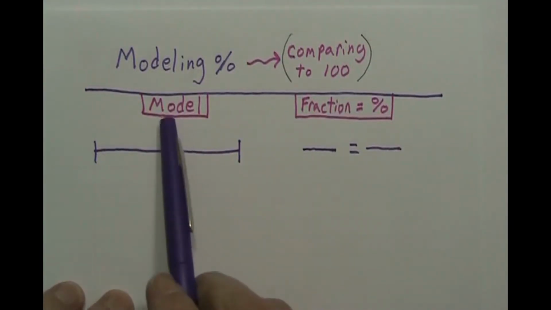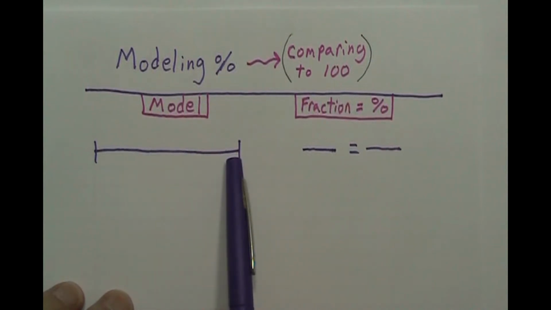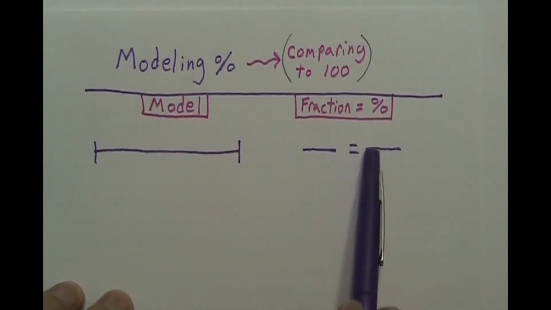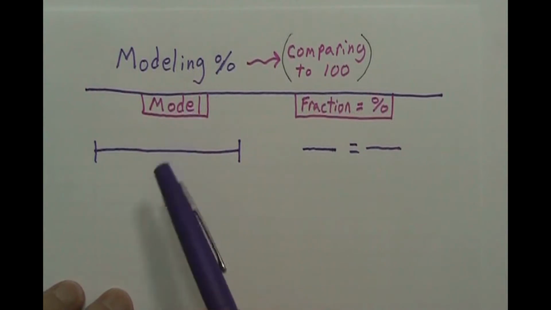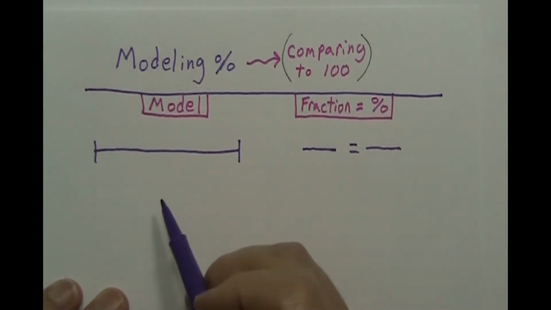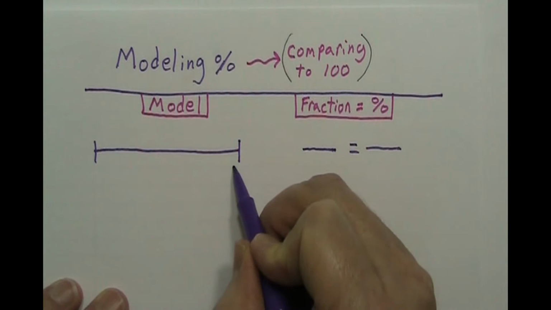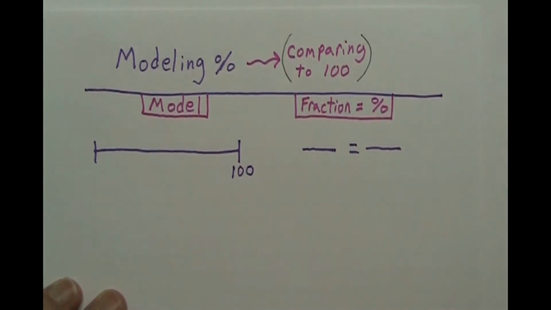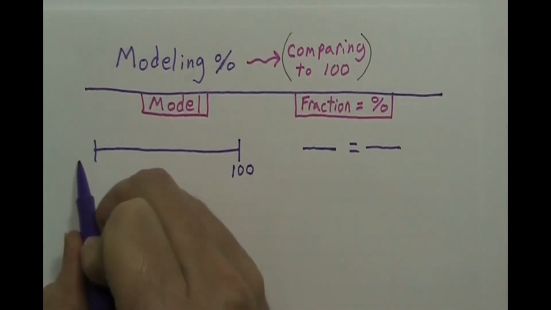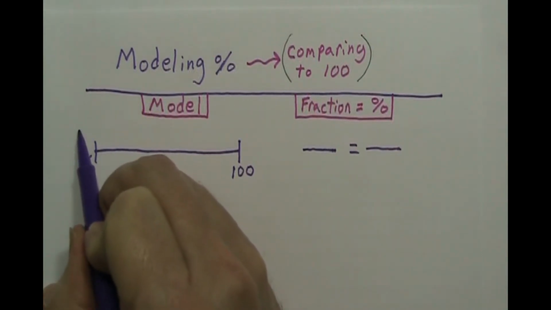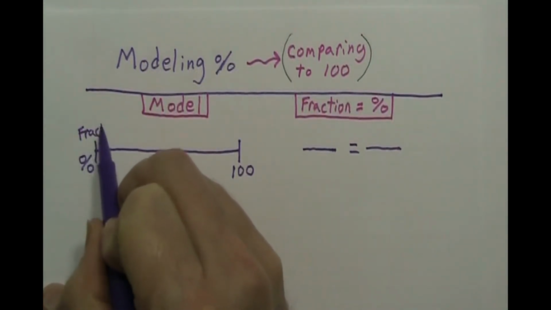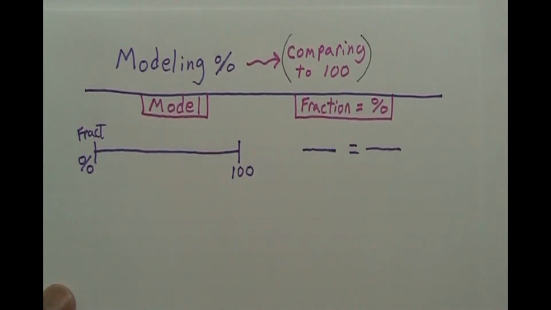On the left side here, we'll go ahead and demonstrate what a model is, and on the right side here, we'll show the proportion for it. So on the left side, we'll do a model. And when we make a model, we're comparing everything to 100. Down below here is the percent, and up on top here will be the fraction. The fraction numbers, I'll just abbreviate.